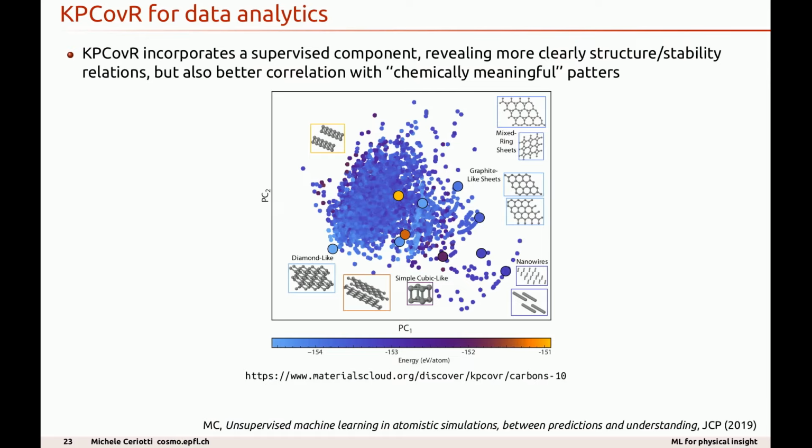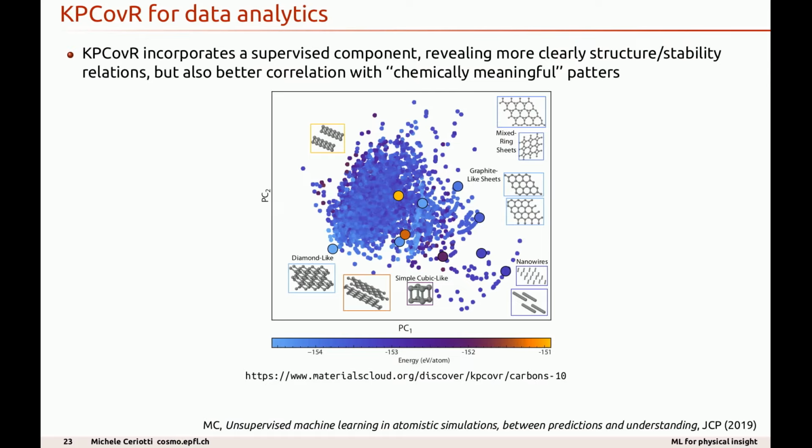What is interesting here is that we basically do just kernel PCA, and what I would have done a few years ago would have been to come here, show you this, and then start arguing, you see, here you see the diamond-like structures, here you have the graphite sheets, so you get insights into this data set by looking at this.